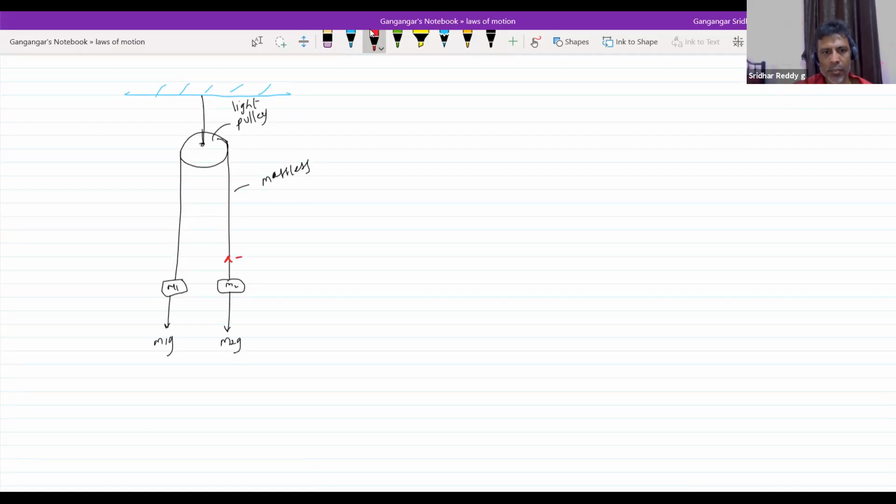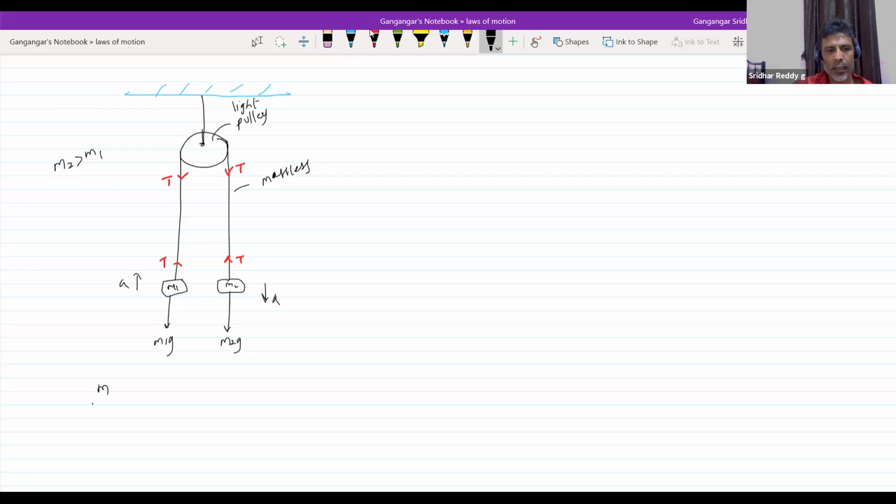So there's a method of showing tension. Then let M2 be greater than M1. So this will be heavier, no? So this will accelerate down, and this will accelerate up. So what are the equations now?